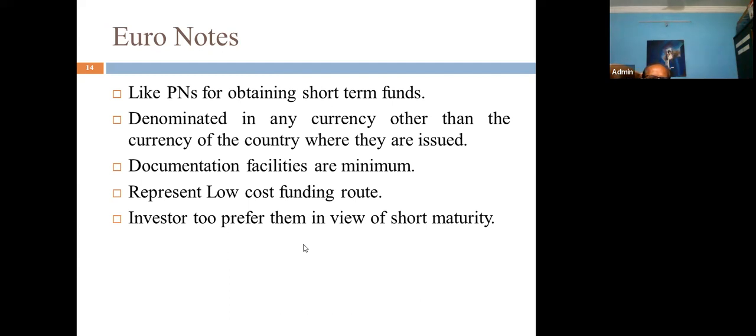Before I go to the next slide, if any doubt, please ask. Otherwise, we'll move to the next slide. Here we discussed that there is minimum documentation, fewer papers required. Then these Euro notes are for a short-term requirement, and the company does not have to spend much on them. So both are benefited, company as well as investor. It is beneficial for both.